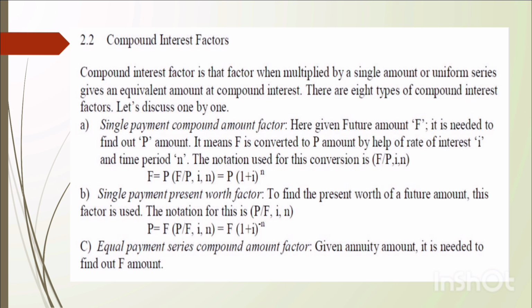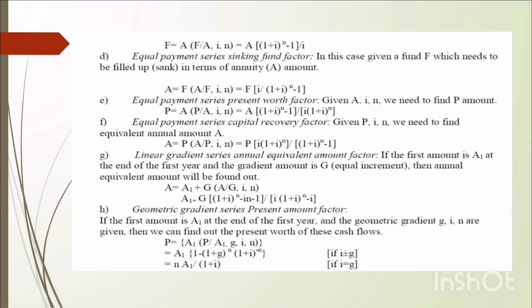Equal payment series compound amount factor is also an important parameter. Given the annuity amount, it needs to find out the futuristic amount. Next one is the equal payment series sinking fund factor. In this case, given a fund F which needs to be filled up, the sinking is in terms of annuity A amount. So we easily calculate the term of annuity A equal to F in bracket A divided by F, comma i, comma N.